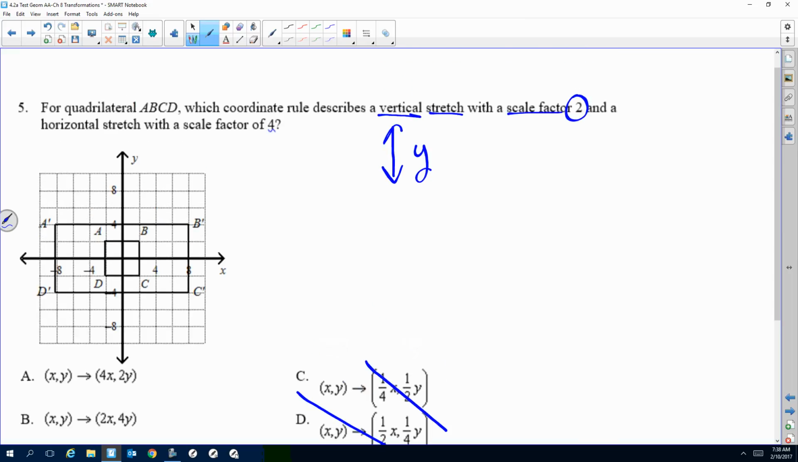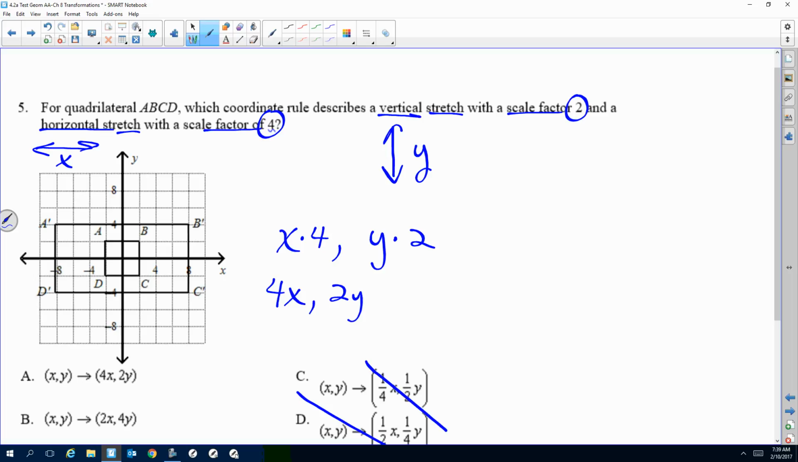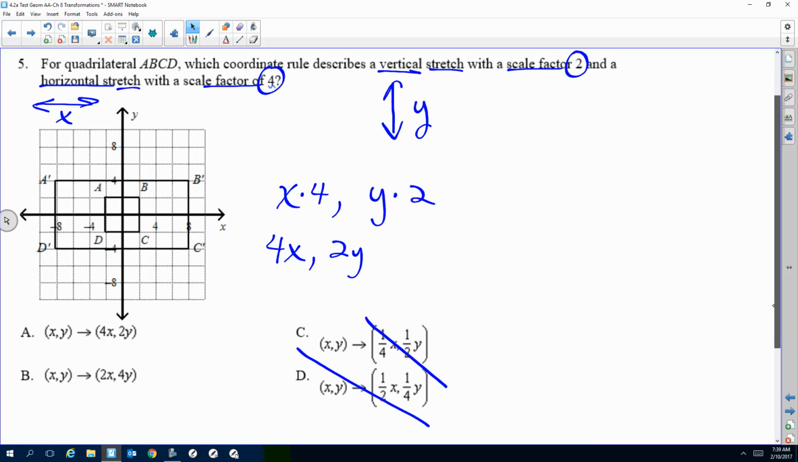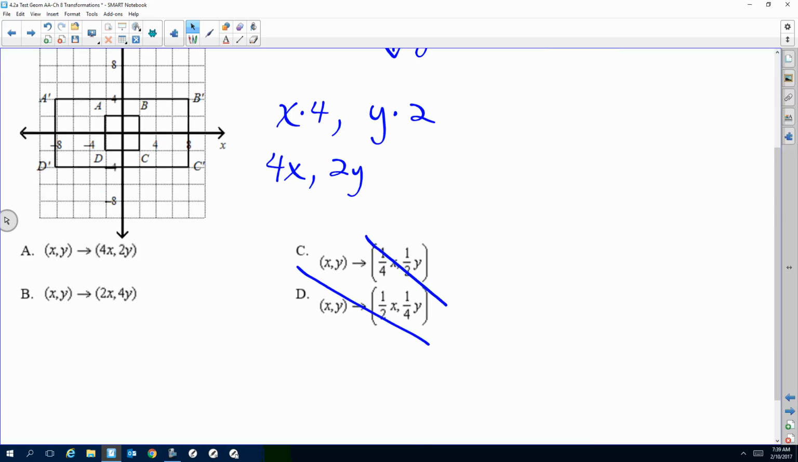Now, here we have horizontal. Horizontal means left and right. What axis is that? That's the x. Stretch scale factor of 4. Okay? So the x is getting multiplied by 4. The y is getting multiplied by 2. Another way of writing that is 4x comma 2y. Okay, so don't pick things that don't match up. Some of y'all are doing a real good job of identifying key information, but see if it matches with your answer choices.